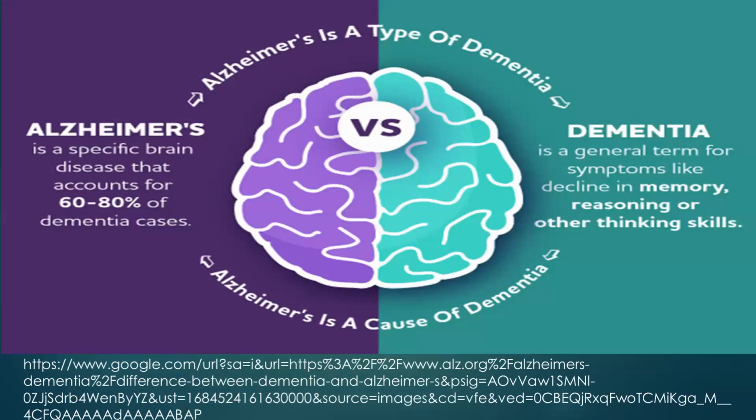You can see this difference between Alzheimer's and dementia. Alzheimer's is a specific brain disease that accounts for 60 to 80% of dementia cases. Alzheimer's is a type of dementia, and Alzheimer's is a cause of dementia. Dementia is a general term for the symptoms of decline in memory, reasoning, or other thinking skills.